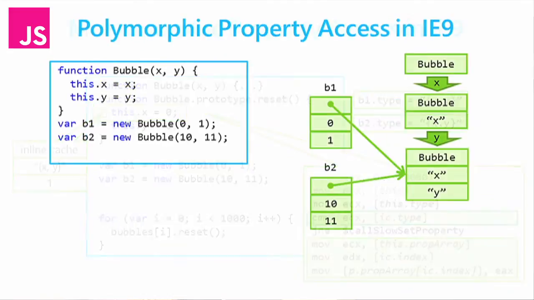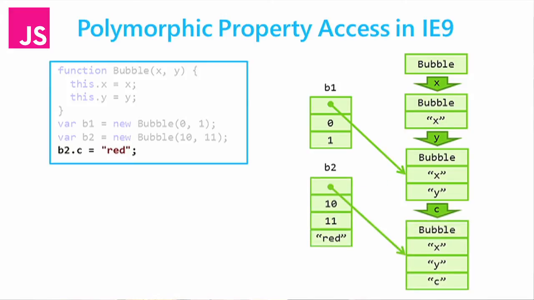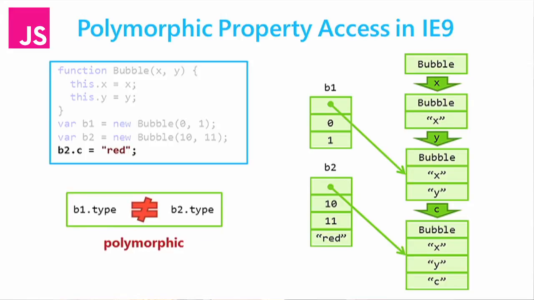So that works really well if the shapes match. But in JavaScript, you can throw additional properties into objects afterwards. And in this case, if B2 got a property C, now it has a different shape. So we have two different objects with different shapes. And so accesses become polymorphic.